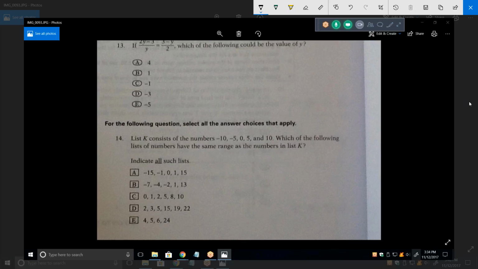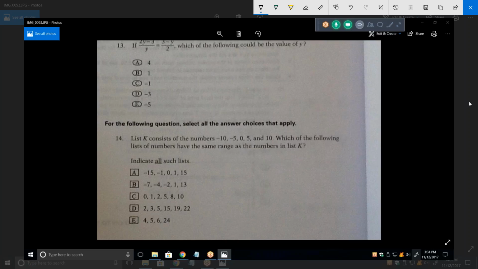List K consists of those 5 numbers. Which of the following lists of numbers have the same range? So 10 minus 10 is 0, right? It's not 10 minus 10. It's 10 minus. Oh, that would be 10, that would be 20. Exactly.